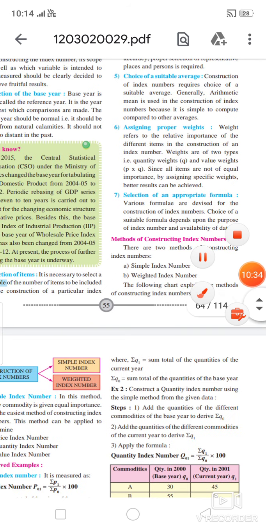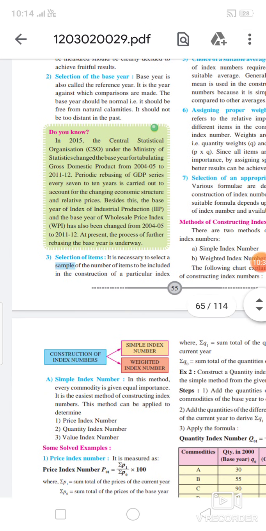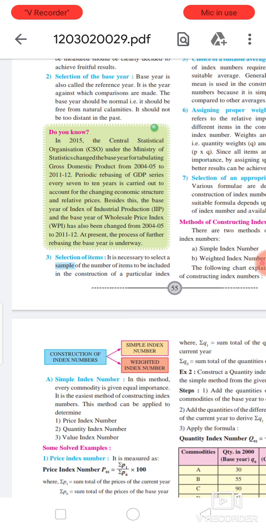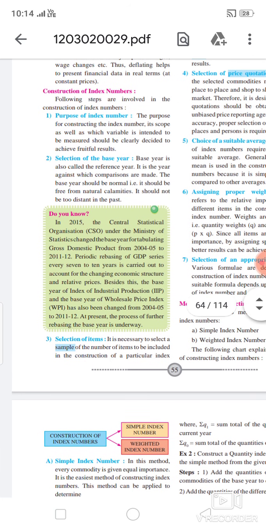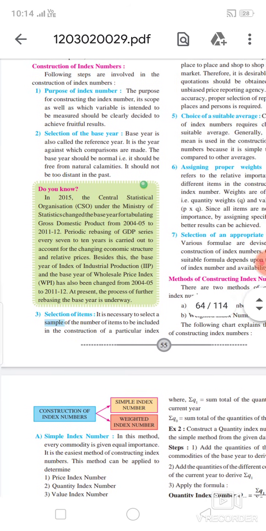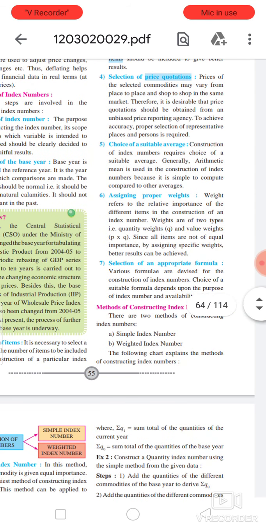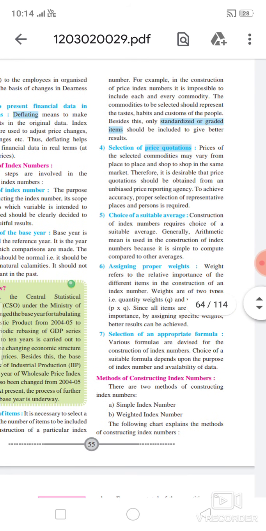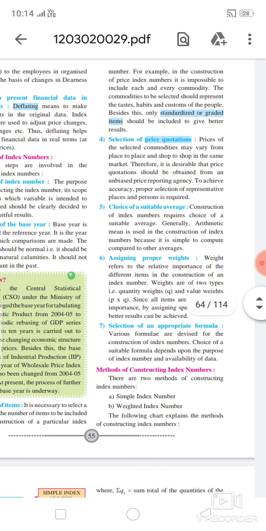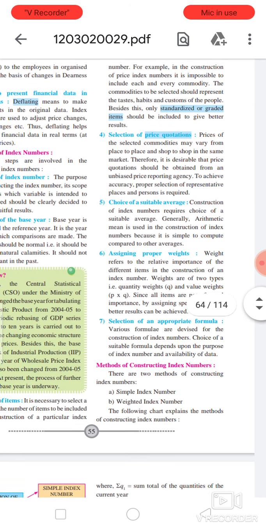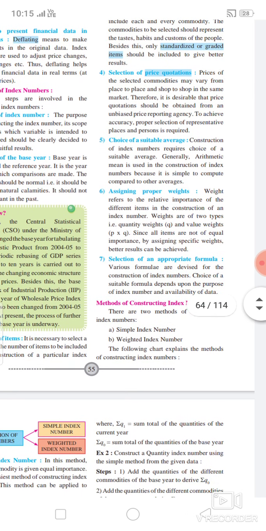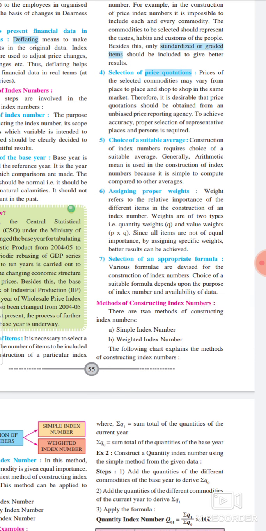So students, here we complete the seven points of construction of the index number: purpose of index number, selection of the base year, selection of units, then selection of price quotation, then choice of a suitable average, assigning proper weight, and selection of the appropriate formula.